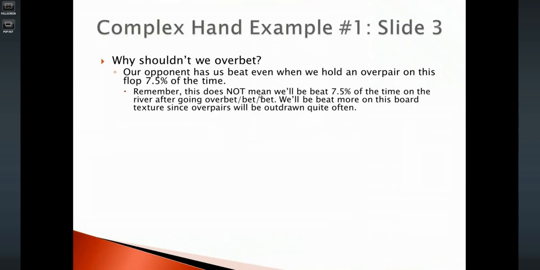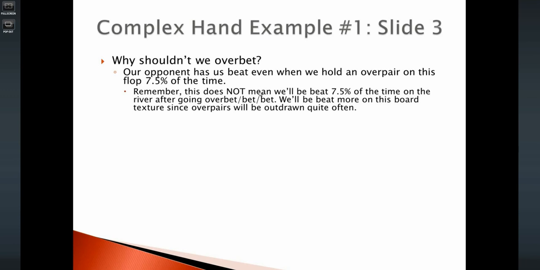The other thing to remember is this does not mean we'll be beat 7.5% of the time on the river after going bet, bet, bet. We'll be beaten more often on this board texture since overpairs will be outdrawn quite often. So even if our opponent has us only beat 7.5% of the time on the flop, this is a board where position is extremely valuable, and overpairs are going to get outdrawn by the river all of the time. Yet overpairs aren't very likely to outdraw a hand that already has the overpair beat on the flop.